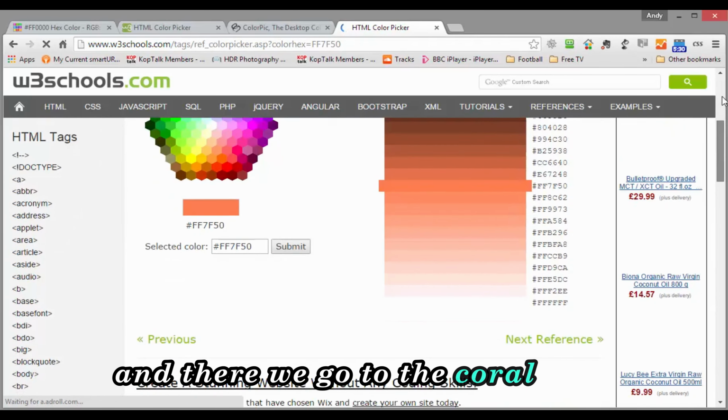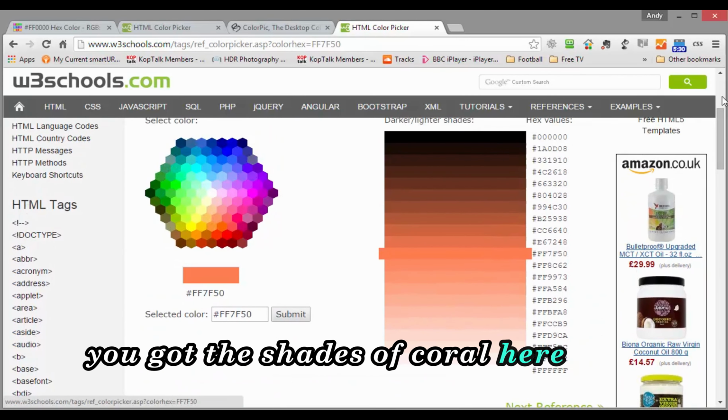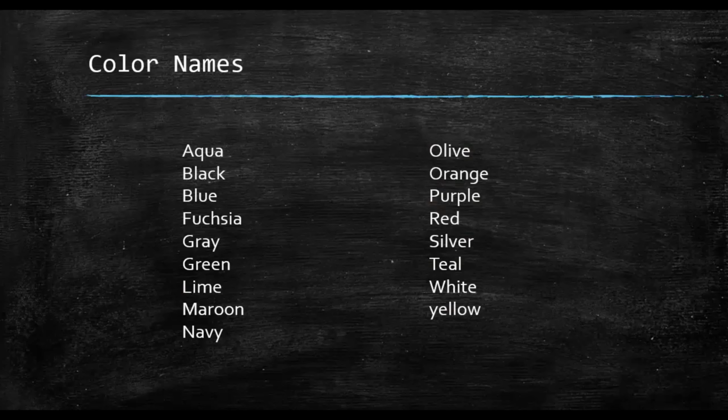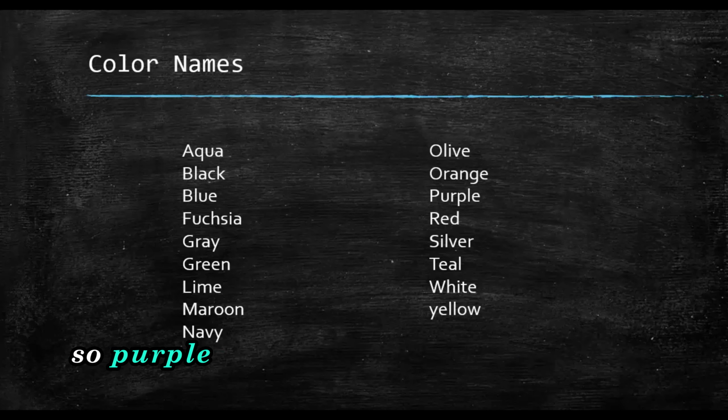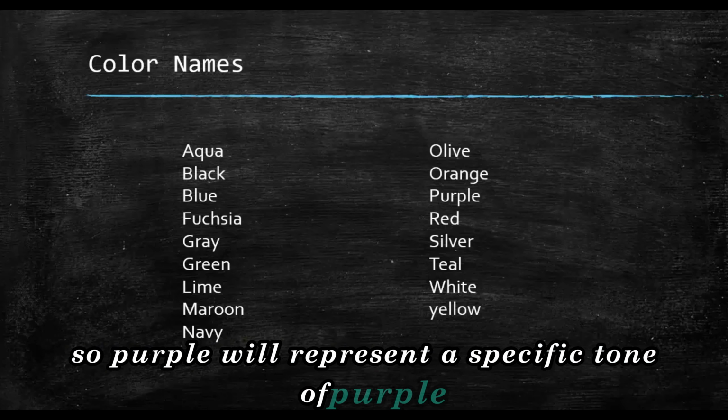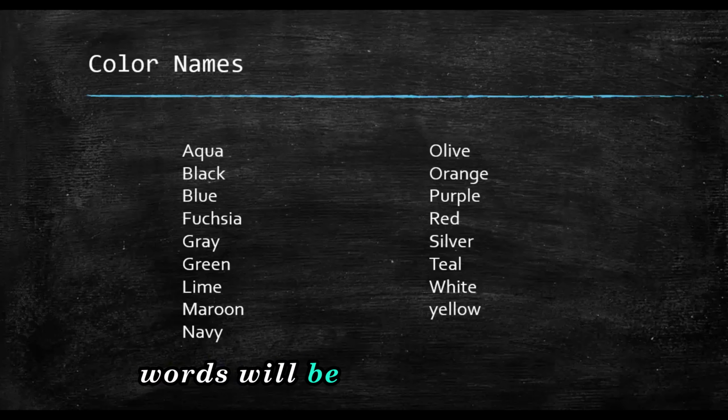And there we go to the coral page. You've got the shades of coral here and the hex codes. Now quite clearly these names will represent a specific color tone. So purple will represent a specific tone of purple. And there are going to be a lot of different variations in purple, but the colors you're going to get by using these words will be web-safe colors.